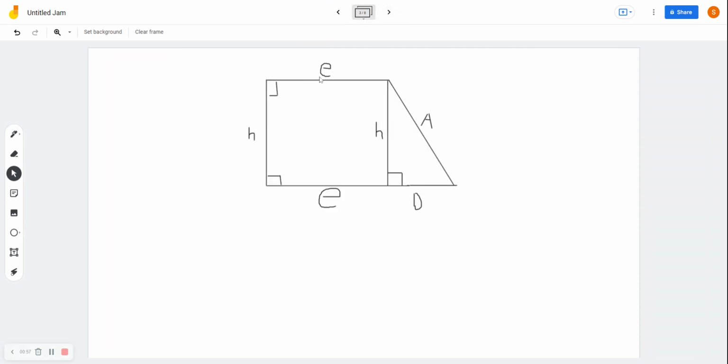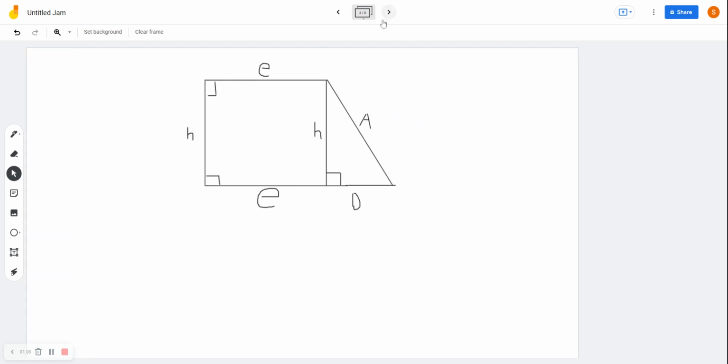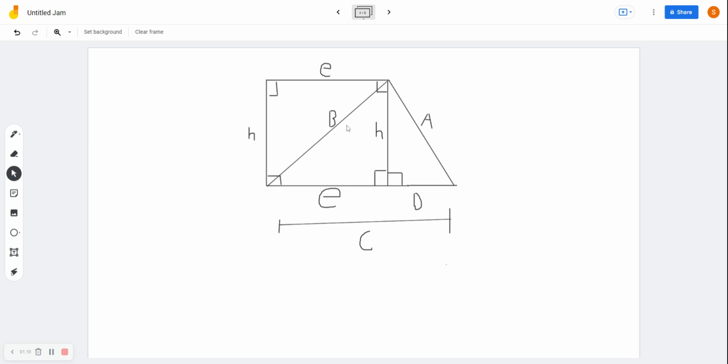Next, now let's put some variables. Let's call this h for the height. Let's just call this e over here. Let's call this d. And let's call this a. And then let's create the diagonal of this. The diagonal, let's call it b, the diagonal of the rectangle that is. And then let's just call e and then d, c. Let's just call this whole thing c.